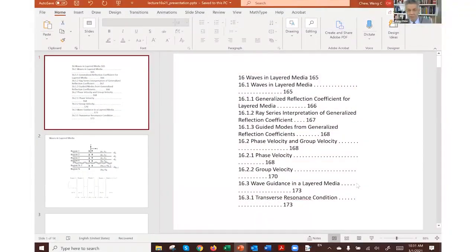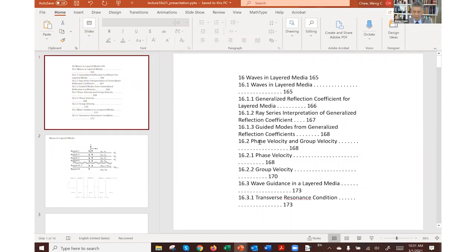So today I'm going to talk about waves in layered media. This is a rather important topic. I'm going to talk about the generalized reflection coefficient for layered medium. We have heard of the term generalized reflection coefficient from transmission line theory, so we would exploit knowledge from transmission line theory to understand it. And then we do a number of physical interpretation things.